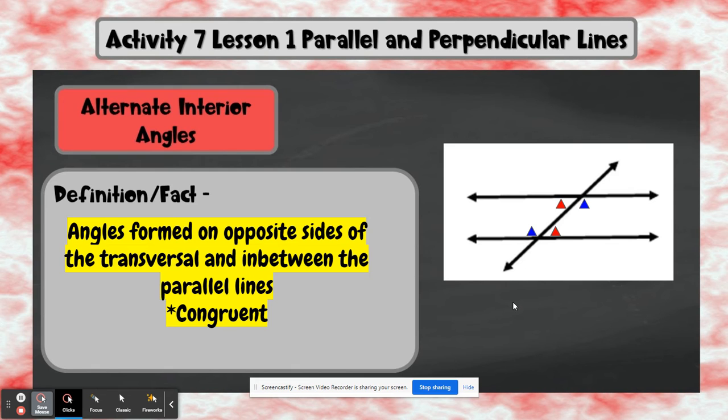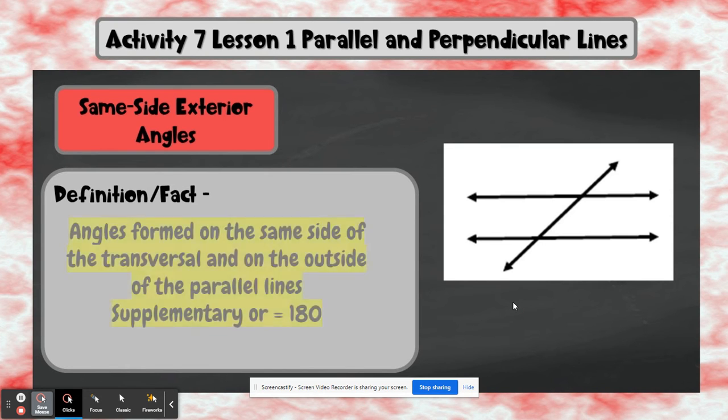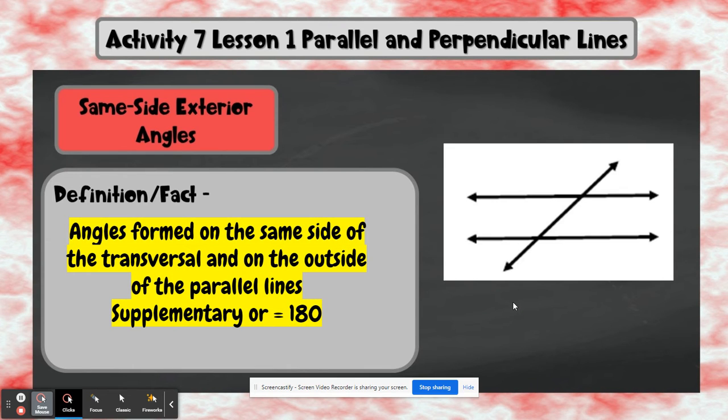exterior. Okay, so let's look at same side exterior first. Same side exterior is the same thing as same side interior. However, instead of being on the inside, they're on the outside of the parallel lines. So these are angles formed on the same side of the transversal and on the outside of the parallel lines.